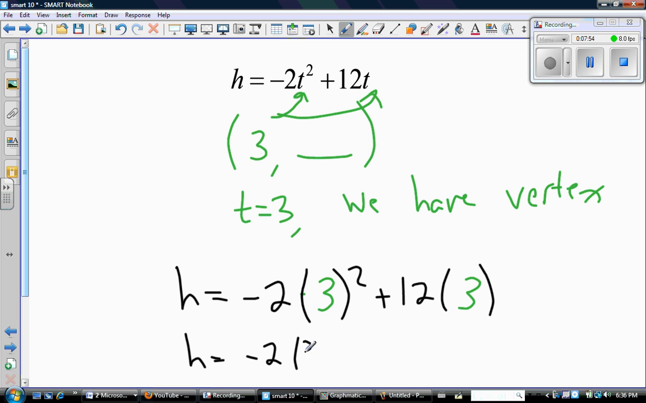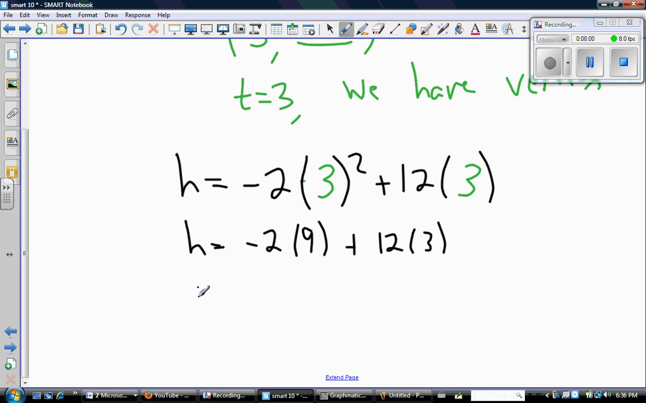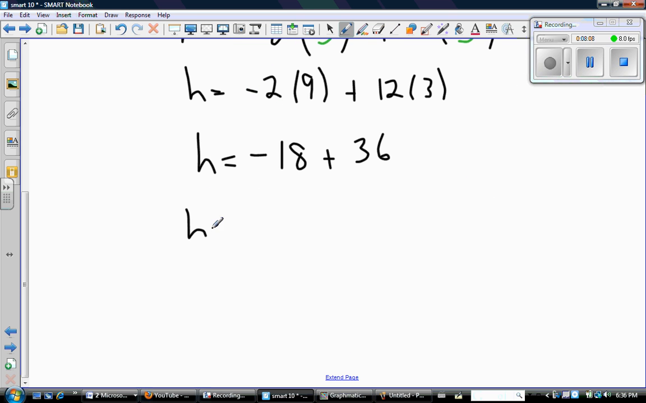So there's my exponent done. 3 squared is 9. Now I'm going to do multiply. Negative 2 times 9, 12 times 3. And finally, negative 18 plus 36 is positive 18. So now I have my vertex at 3 comma 18.